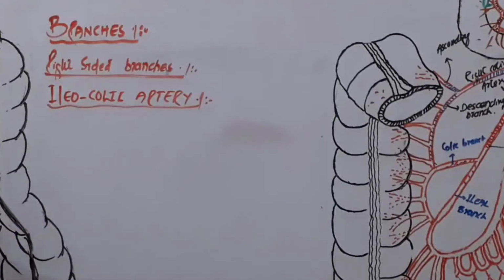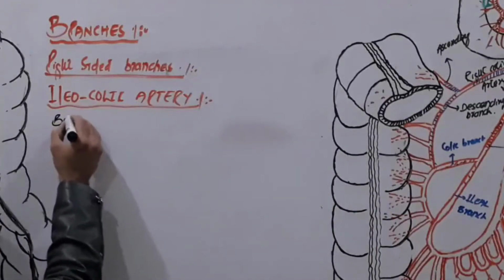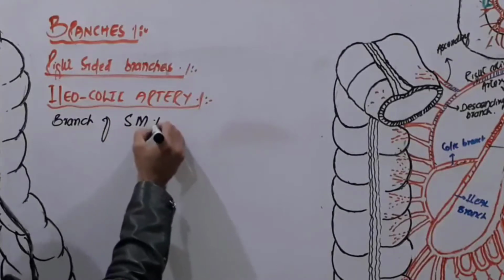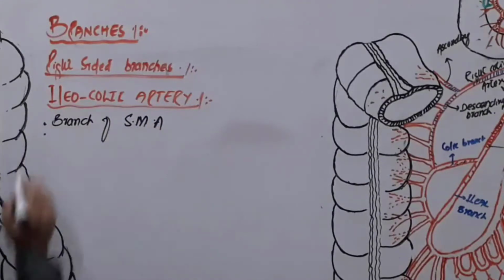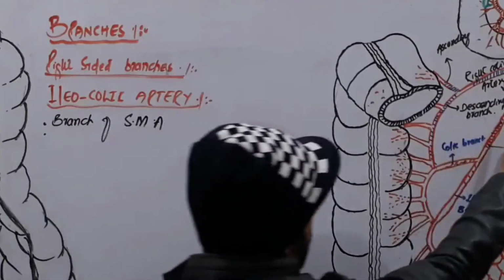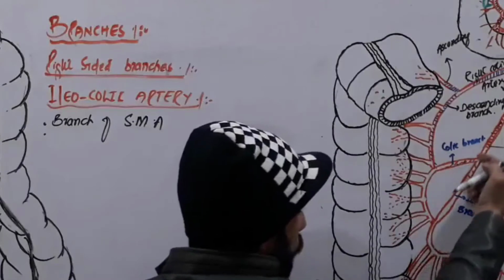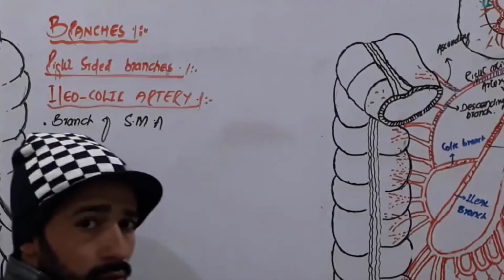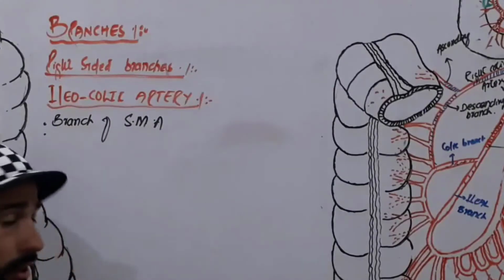What is the ileocolic artery? First of all, it is a branch of the superior mesenteric artery. Then what is the next important point about it? This branch runs obliquely, you can see, and it is running towards the junction between the ileum and colon, right? Or ileocecal junction, you can also say.